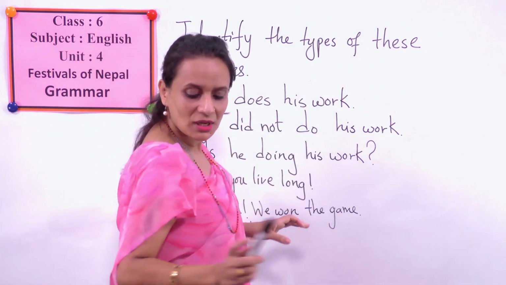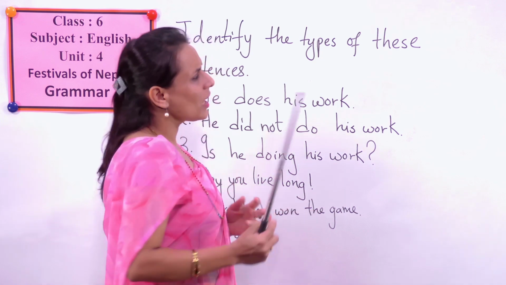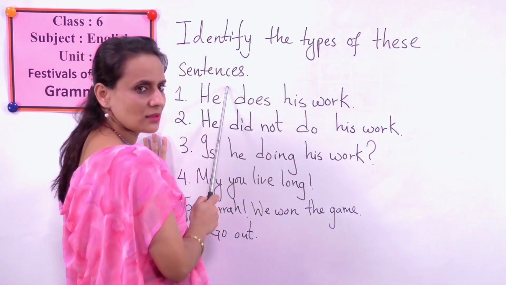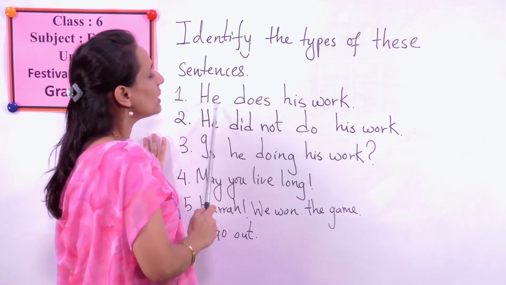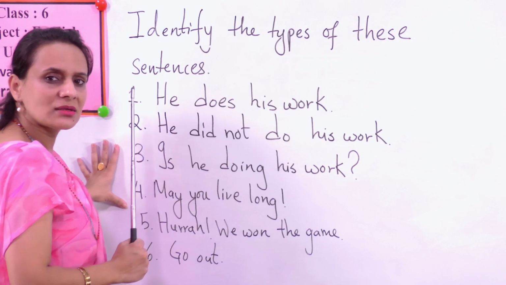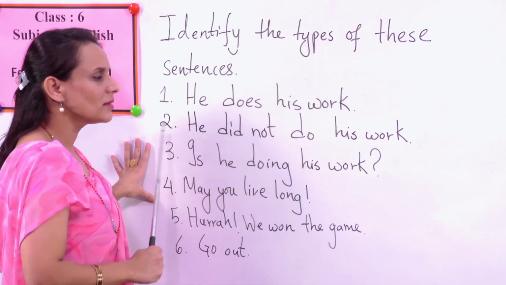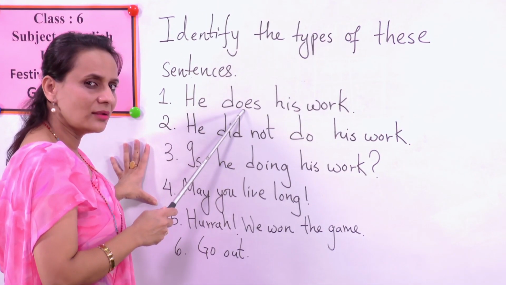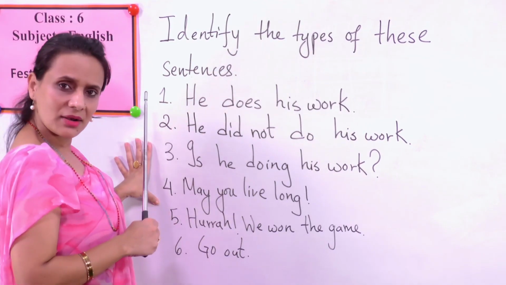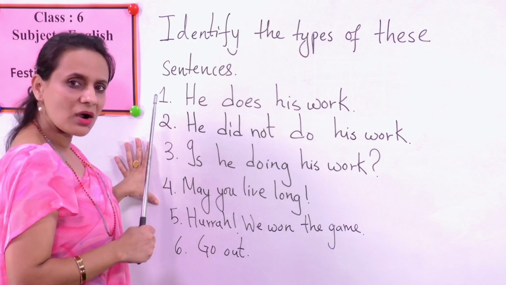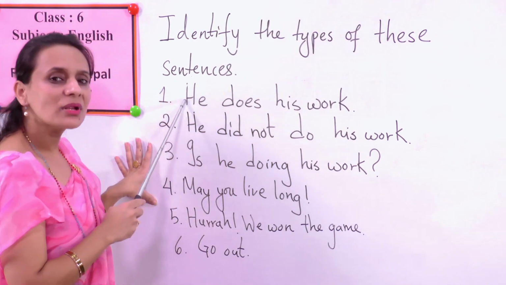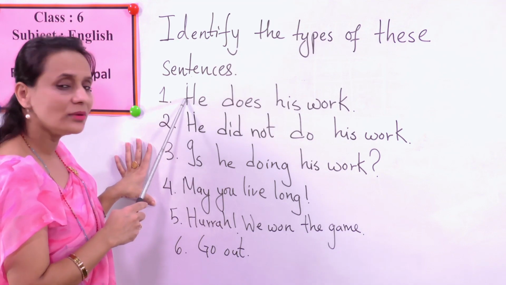Okay. Now, my dear students, we have learned different types of sentences. Now you have to identify the types of these sentences. Okay, I'll read it out here. He does his work. What type of sentence is it? It is an assertive sentence. Very good. How is it an assertive sentence? Because it tells something and it starts with what? Pronoun, isn't it? It starts with pronoun.